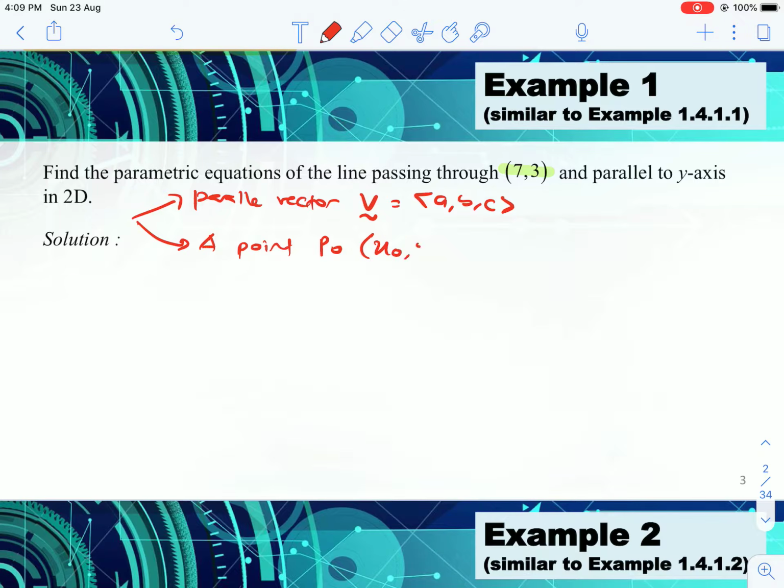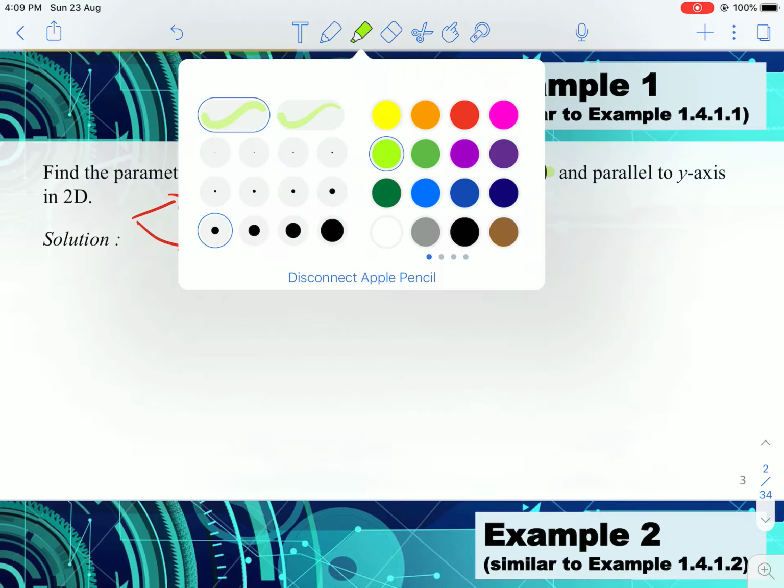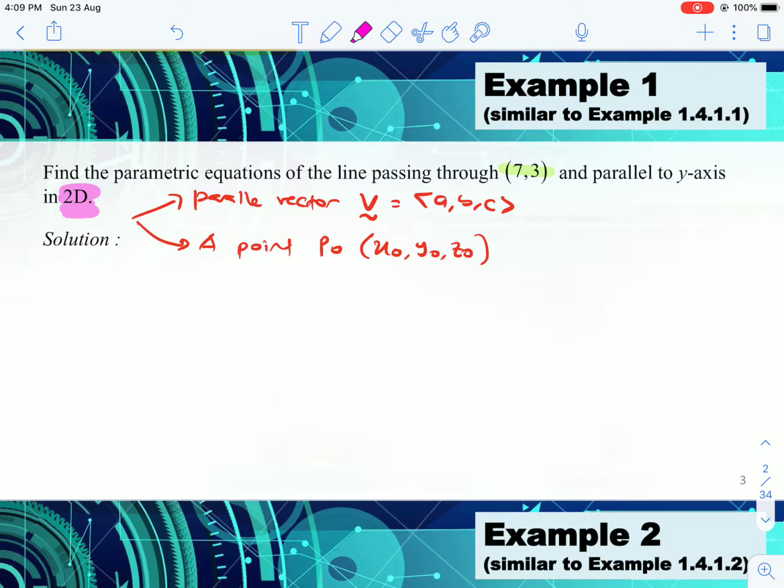Which is x naught, y naught, and z naught. Since this equation is focused on 2 dimensions, we just have x naught and y naught. So this is our x naught and y naught, so point P is 7 and 3. Alright.